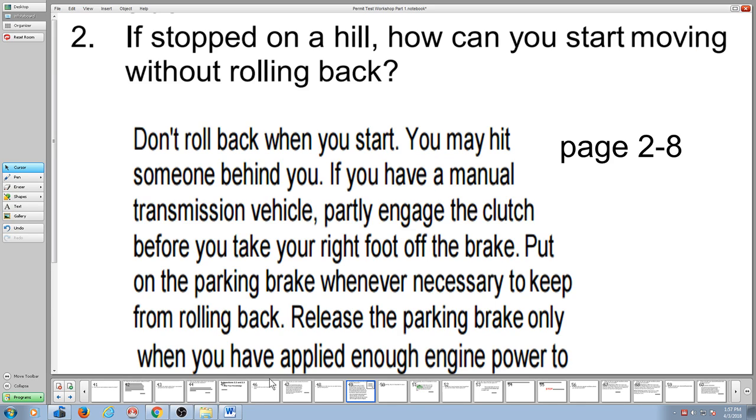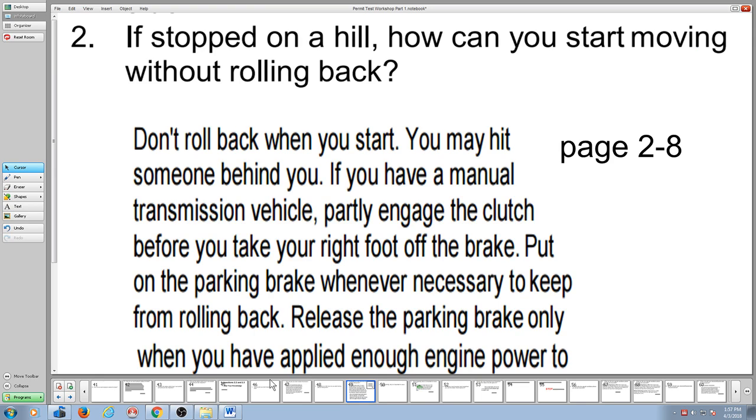If you have a manual transmission vehicle, partly engage the clutch before you take your right foot off the brake. Put on the parking brake whenever necessary to keep from rolling back. Release the parking brake only when you have applied enough engine power. So you can use the parking brake. Most of these trucks have a trailer handbrake. Guess you could use that, but the parking brake is probably the safest way of doing that.